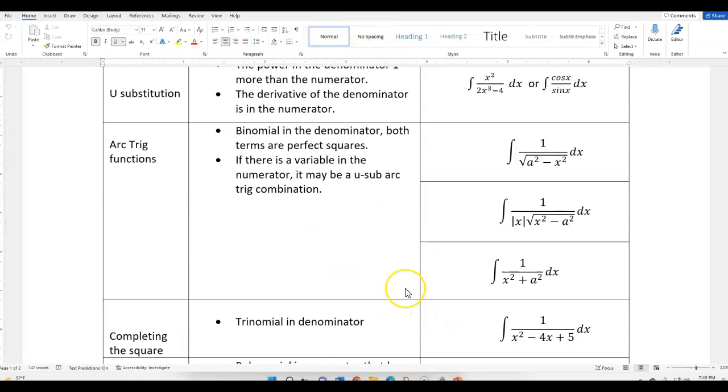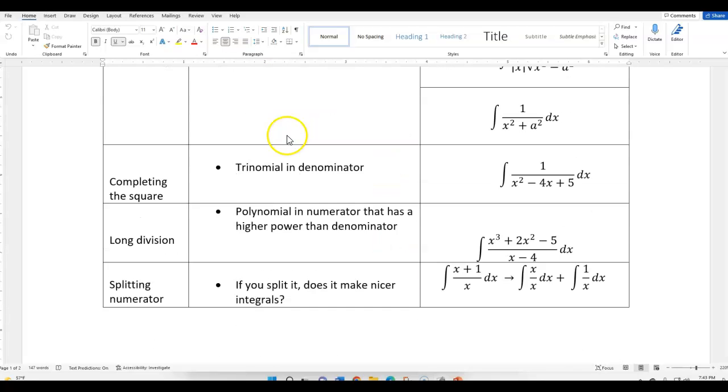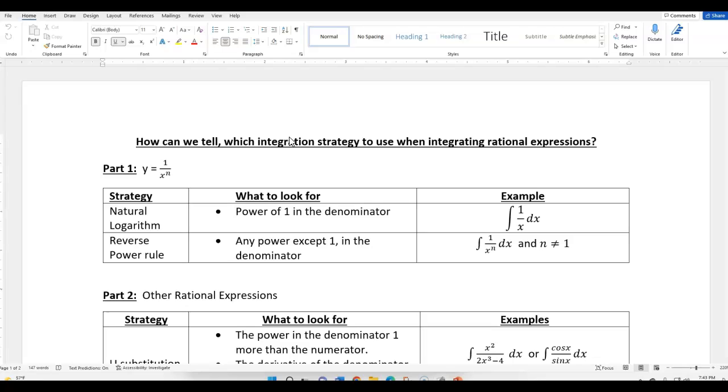They just look like a fraction with stuff in the top and stuff in the bottom, right? But these subtle differences tell you which strategy you want to use to integrate. So this is a nice reference sheet to have. Maybe turn it into some flashcards or something to help you memorize it.